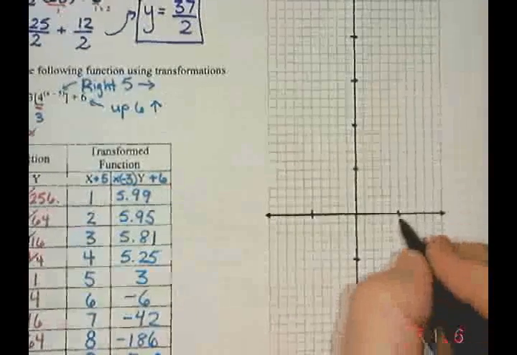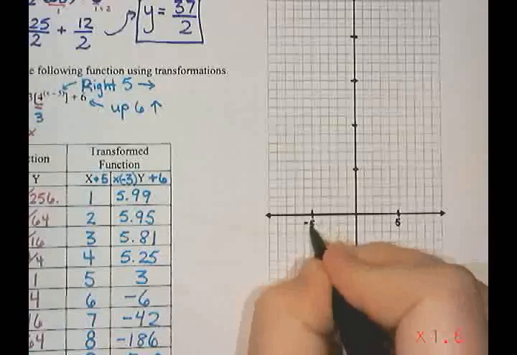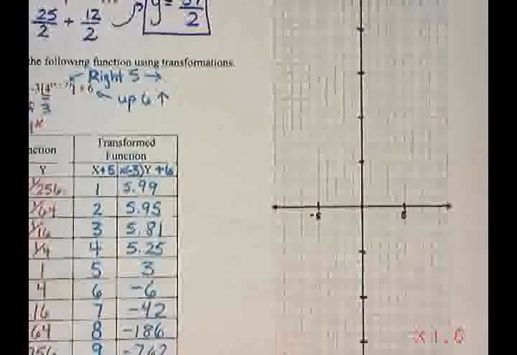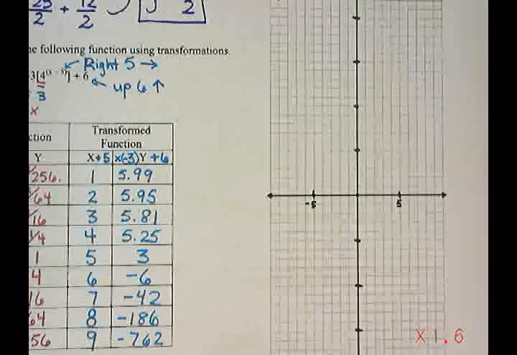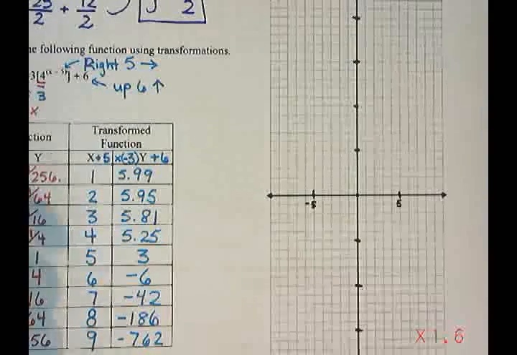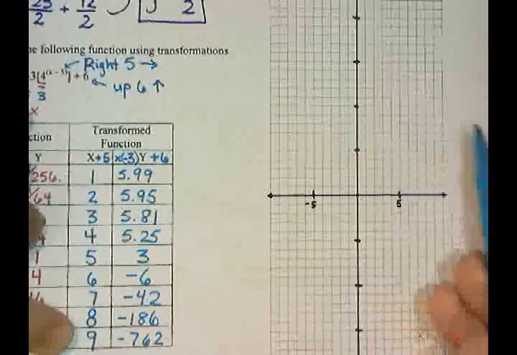Okay, and I could mark the numbers if I wanted to, but I think we're going to try it without this time. We'll see how that goes. So I am going to plot the points. I'm going to start at the bottom. I have 9 and negative 762.